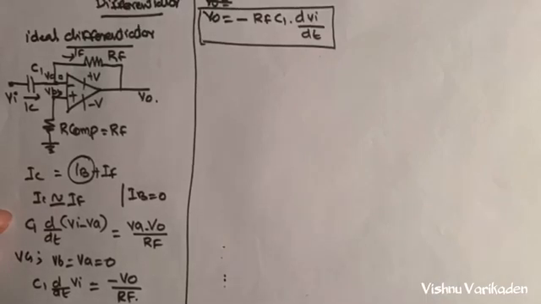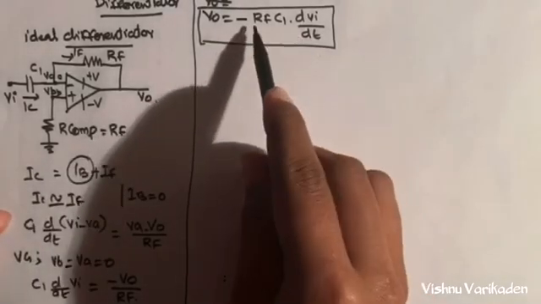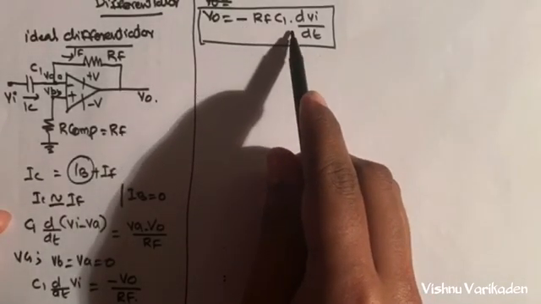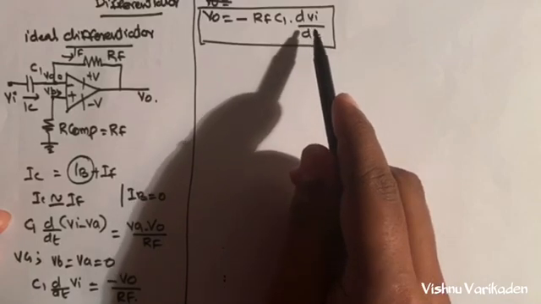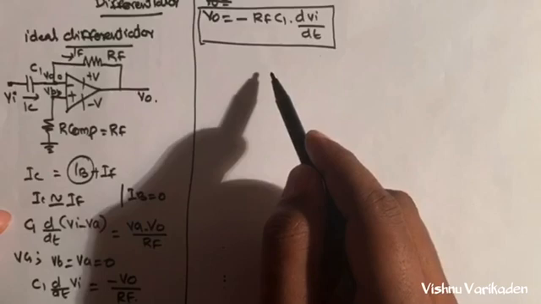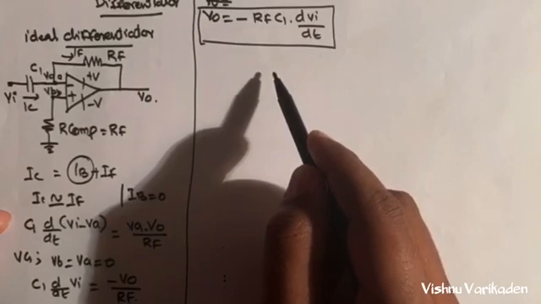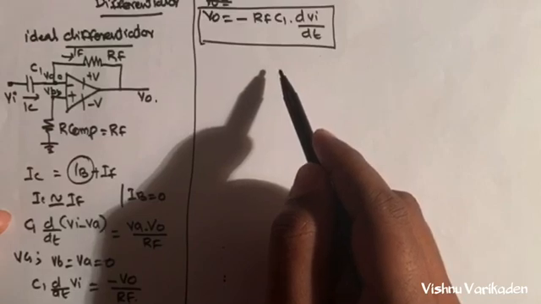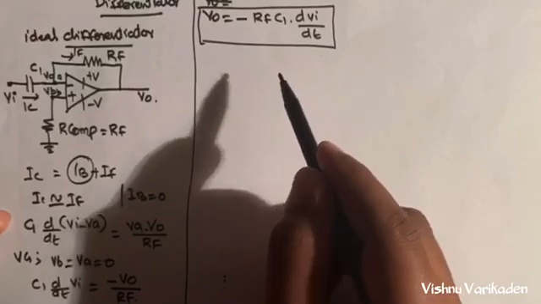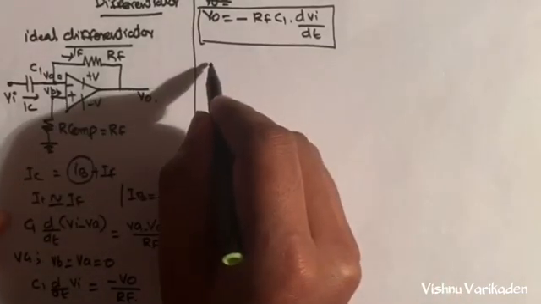So thus the output V out is equal to RF into C1 times the negative instantaneous rate of change of the input voltage Vi with time. Since the differentiator performs the reverse of the integrator function, whenever a cosine wave input is applied, it will produce a sine wave output, and if a triangular input is applied, it produces a square wave output, and vice versa. So I will write the waveform.